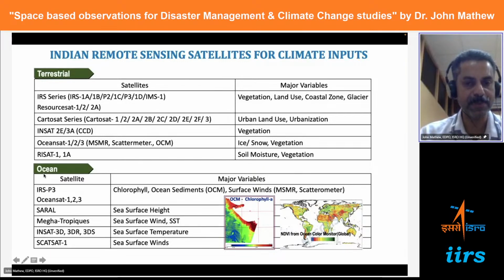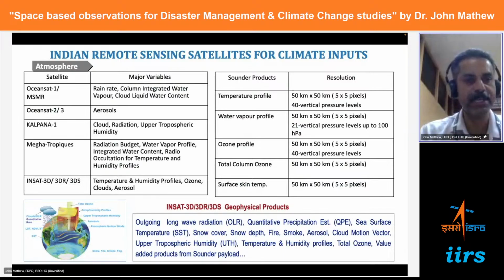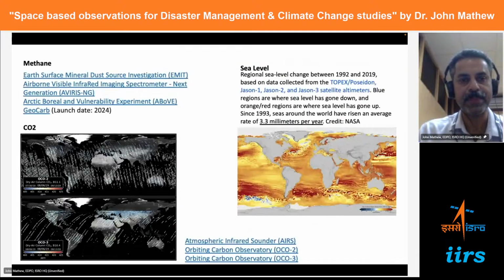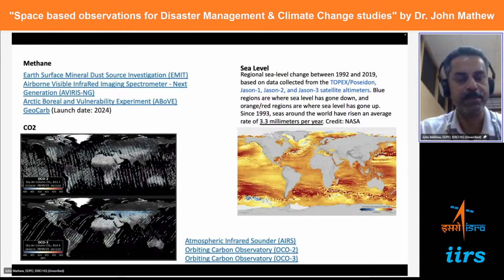Similarly, for ocean parameters, we are currently depending on the INSAT series of satellites. We are generating the sea surface temperature. We now have the OceanSat-3 satellite giving the ocean color as well as ocean surface wind vector. And similarly, our weather monitoring satellites are also helping to derive various atmospheric parameters, like the aerosols from the OceanSat satellite, or the temperature and humidity profiles from the INSAT series of satellites. So satellite data, Indian as well as foreign, are being used for generating various products related to climate change. It is not only from our side; globally also there are very good observation capabilities.